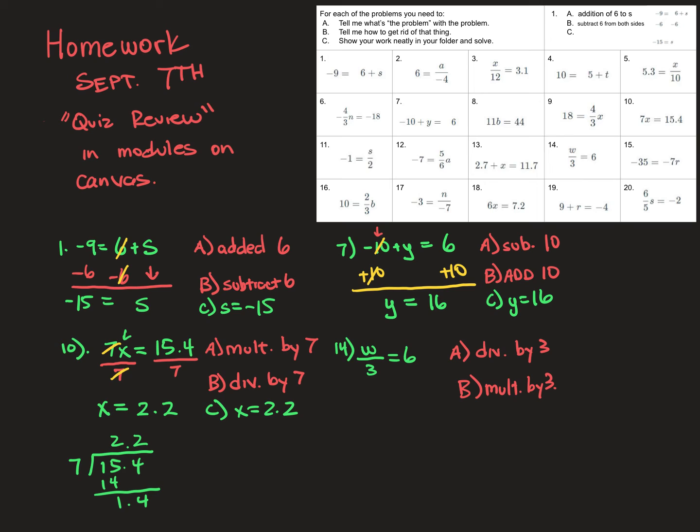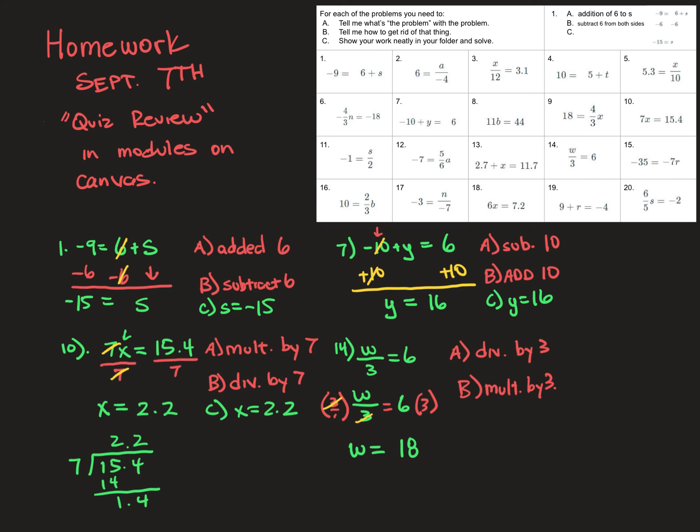And so I can write that as w divided by 3. And I'm going to multiply by 3, or 3 over 1, or just 3, equals 6 times 3. That's how I show multiplication. The 3 cancels out the 3. I'm left with w equals 6 times 3 is 18.